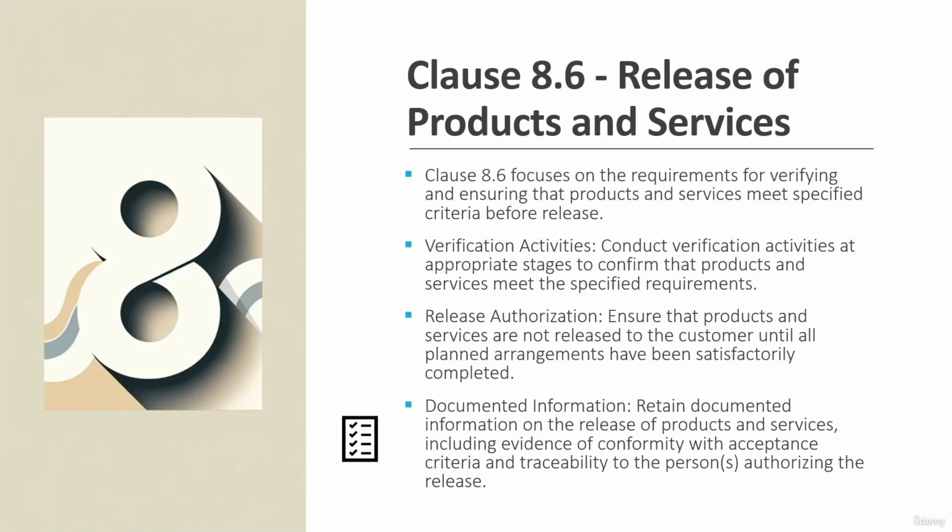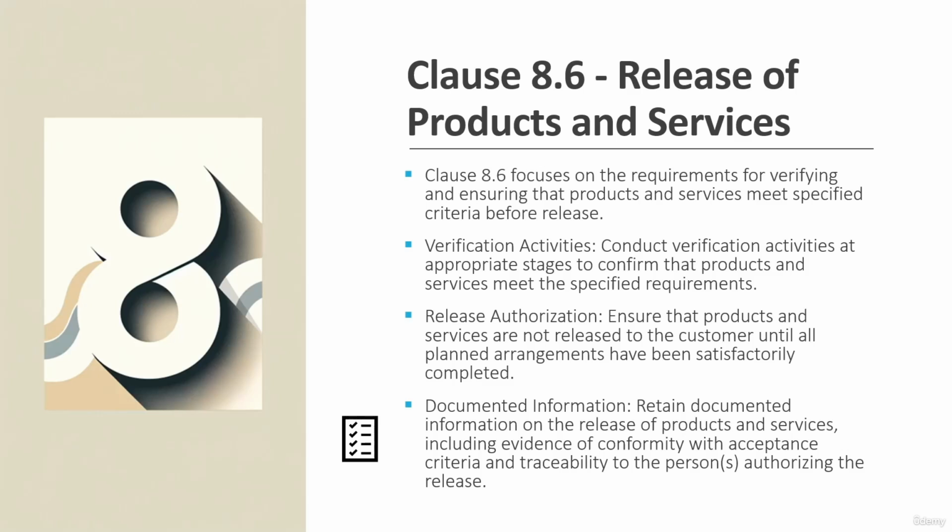So now we have produced that product or service. Now how do we release that? For releasing, we need to have some control. Somebody needs to verify that. So that is the first requirement, that conduct verification at appropriate stages to confirm that the requirements are being met. That is one part. The second part is authorizing the release of that.